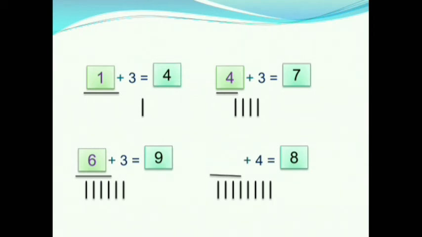See the next question, children. Dash plus 4 is equal to 8. Here, what is the answer? Yes, 8 is the answer. We have drawn 8 lines for it. But we have 4 in the question. So we will remove 4 lines. Now, how many lines are remaining? 4 lines are remaining. So the missing number is 4. 4 plus 4 is equal to 8.